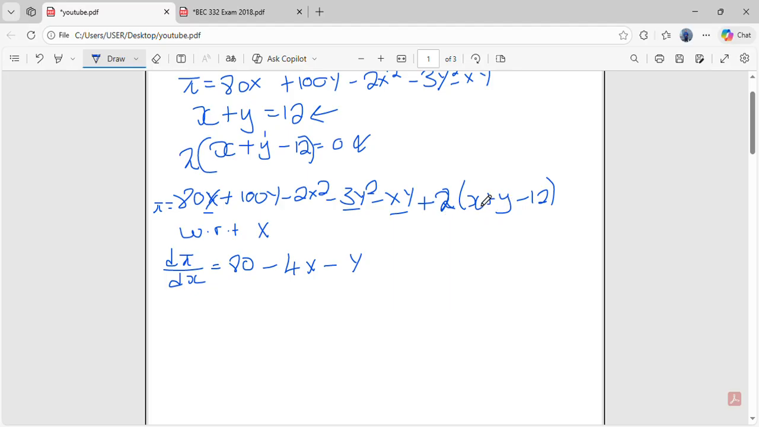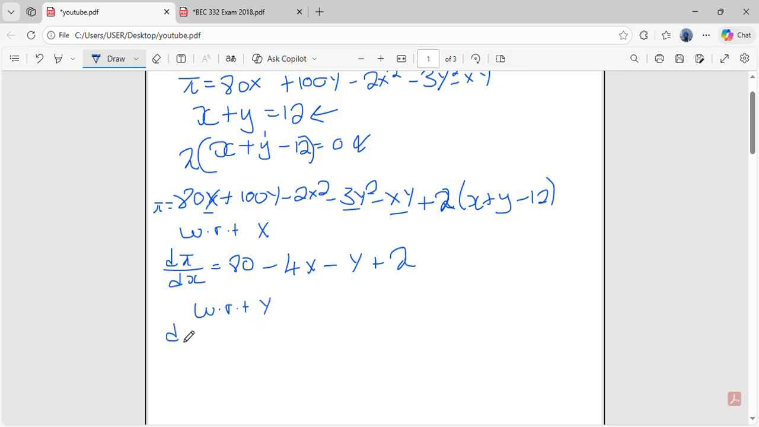So in this particular case, you are going to differentiate the x, and we know for sure that the derivative of x is what? 1. 1 times lambda is lambda. So we are going to put lambda here. Then the derivative of y, 0. The derivative of negative 12, 0. So we are done with respect to x. We now go with respect to what? y.